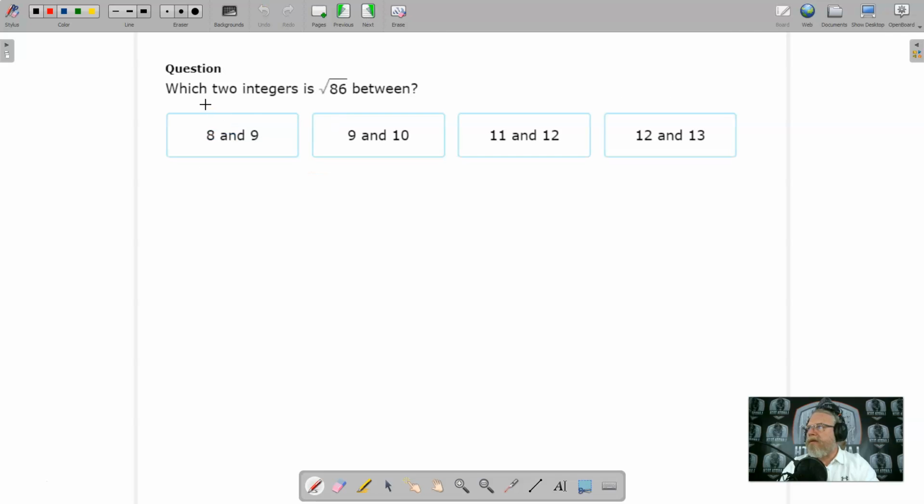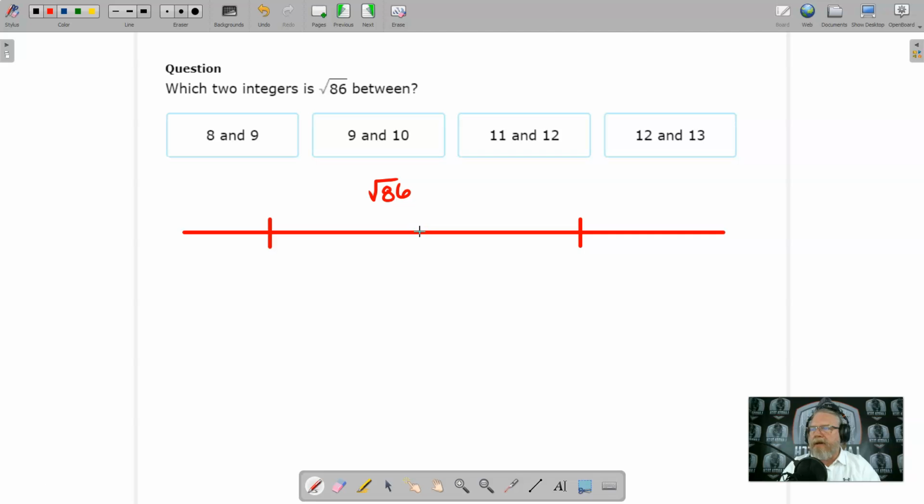The next one, which two integers is the square root of 86 between? And I'm just going to start saying root 86. That's kind of a short wording for it, right? So between two numbers, we're going to have the square root of 86. So what are those two numbers?